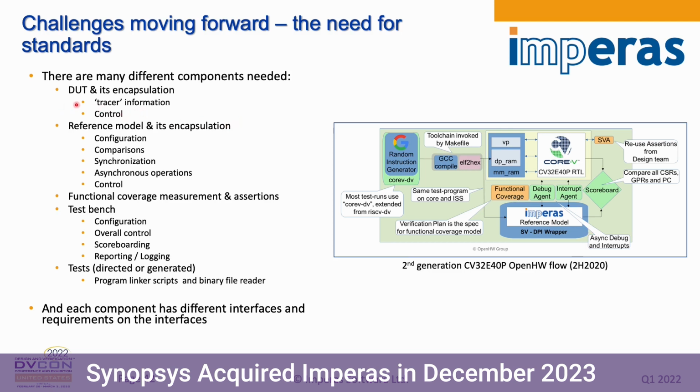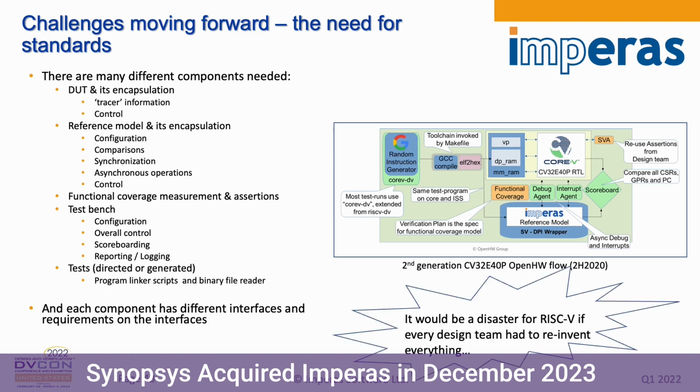There's the device under test and its encapsulation, and the tracer information to control the device under test. Then there's the reference model and the configuration of that, and all the other things with comparison and synchronization for synchronous and asynchronous operations. And then there's the functional coverage that you need to put in there. Then there's the test bench to control everything, and then there's the test. And each component actually has different interfaces and requirements on the interfaces.